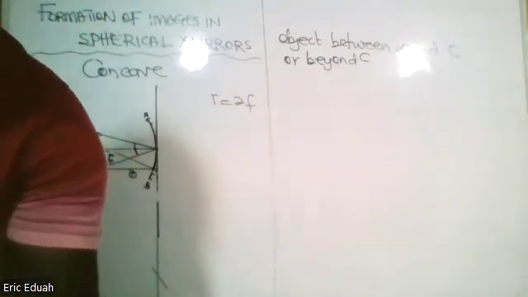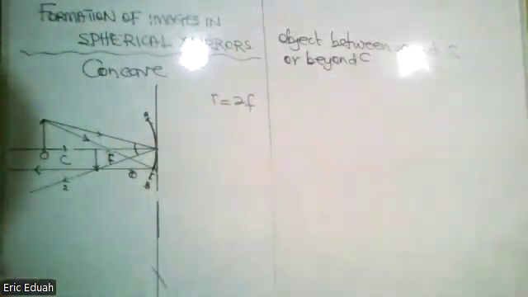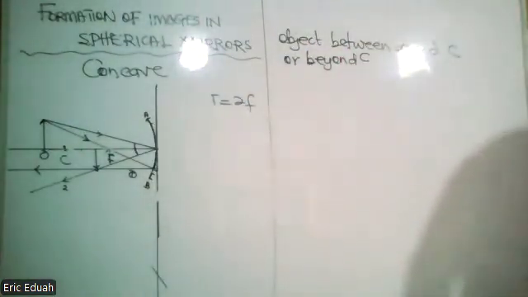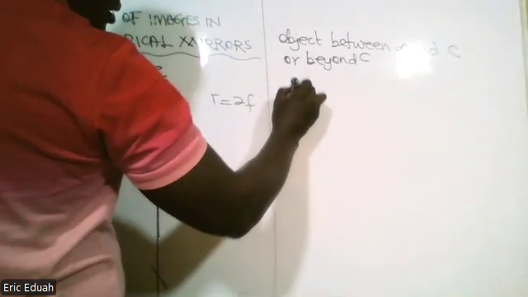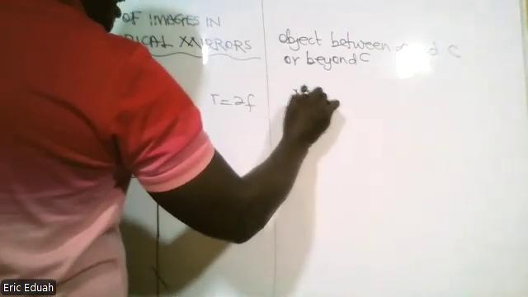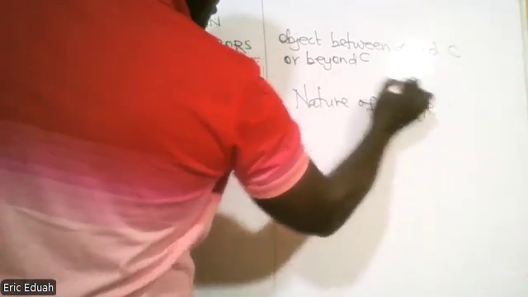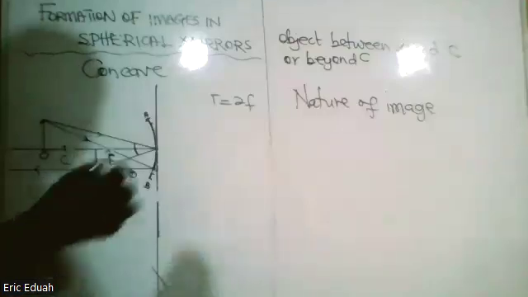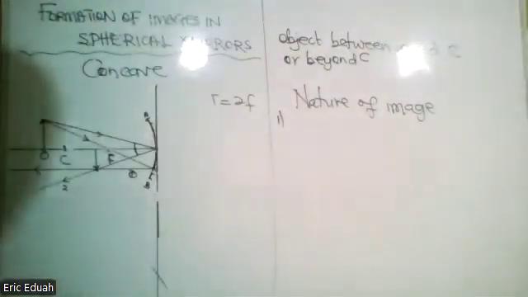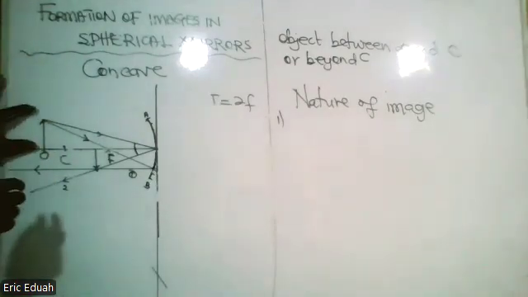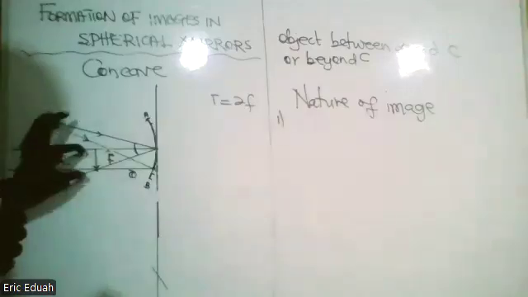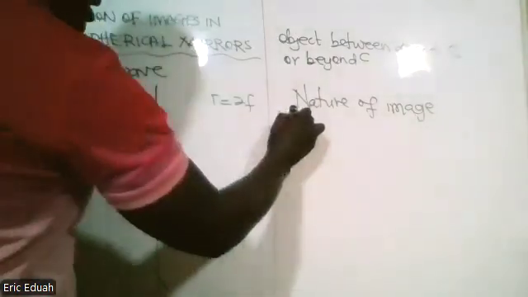What would you say about the image formed? Yes. Compare the object to the image. What do you have to say about the image formed? The nature of the image. Yes, Mamiya. It is inverted. Exactly. Look at the object orientation and then the image orientation. So the image is inverted.